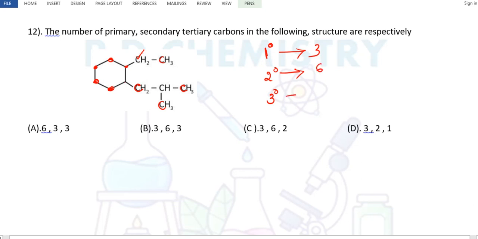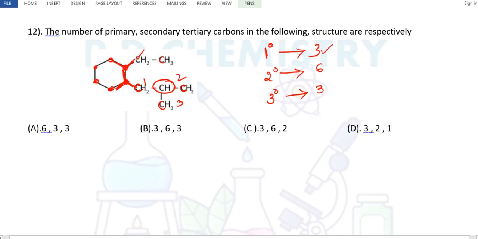Okay. Tertiary means the given carbon should be attached to three more other carbon atoms. See this carbon atom. This carbon attached to 1, 2 and 3. Here also this carbon atom is there, right? This carbon attached to 1 bond, 2 bond and 3. Second is done. One more here. Attached to one carbon, second carbon, third carbon. Correct? So again 3 number.